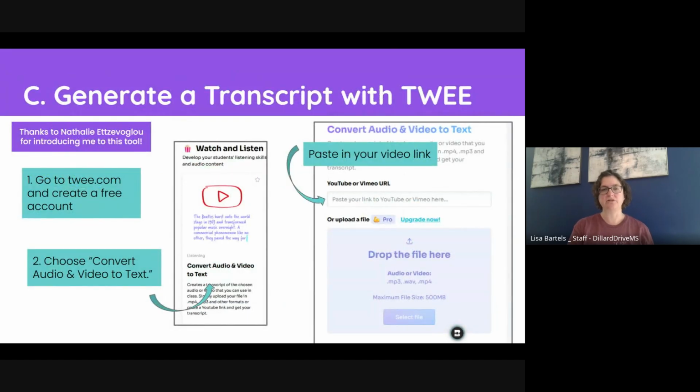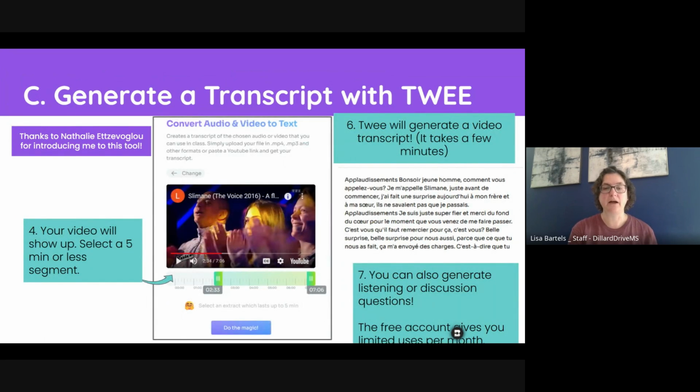You can also generate a transcript with AI. There are quite a few different AI tools out there, and more and more it seems, but one that I'm familiar with is Twee. I learned about this from Natalie Etsavuglu, who presented on it in a workshop I was at. It's super easy. You do have to create a free account on twee.com. Once you're there, you click "convert audio and video to text." You paste in your video link, and it takes a couple of minutes. Your video shows up. This one will do a segment of 5 minutes or less, so you click the segment you want, and it takes a few minutes, but it will generate a transcript of the video. You can also get it to generate listening or discussion questions.